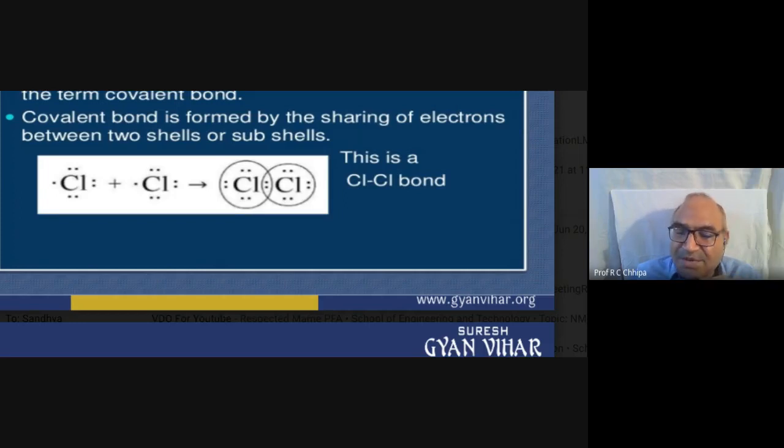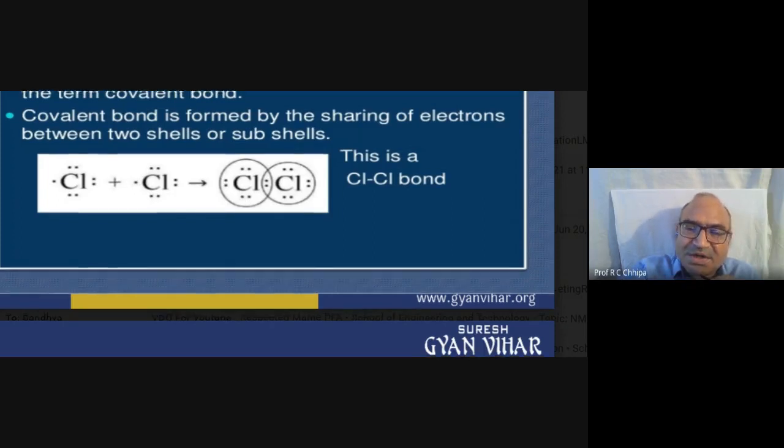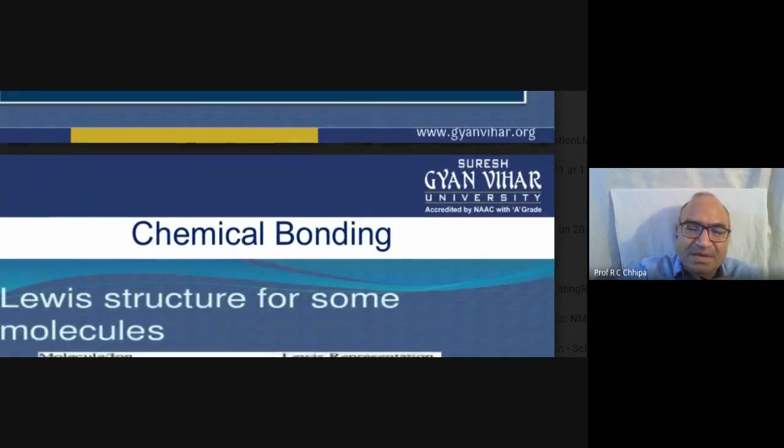Both atoms use those particular electrons, and they form a covalent bond. But here the electrons are shared. So if one electron comes from one atom and another electron from the other atom, they form an electron pair.